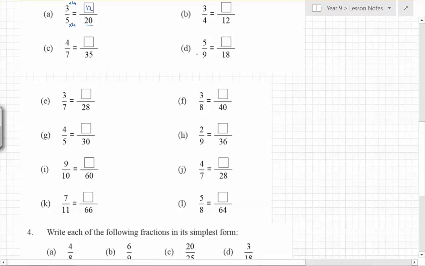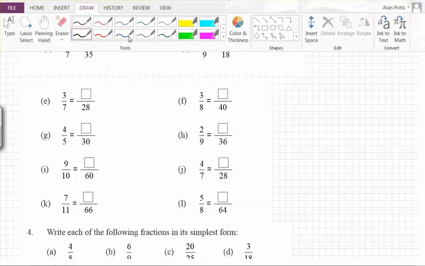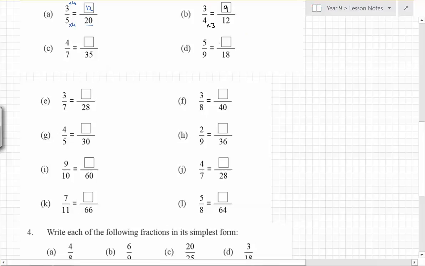Okay, so Jana, 3/4, you times by 3, so it becomes 9. We did A. Yeah, times 3. Okay. Sophie, you times it by 5. 5 times 7 is 35. And 5 times 4 is 20.